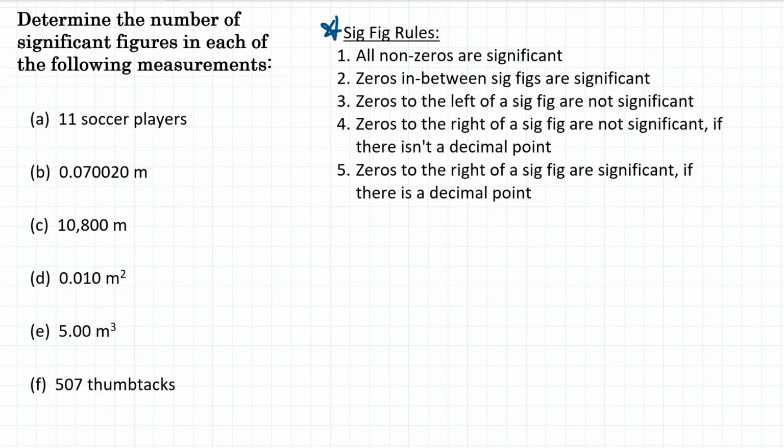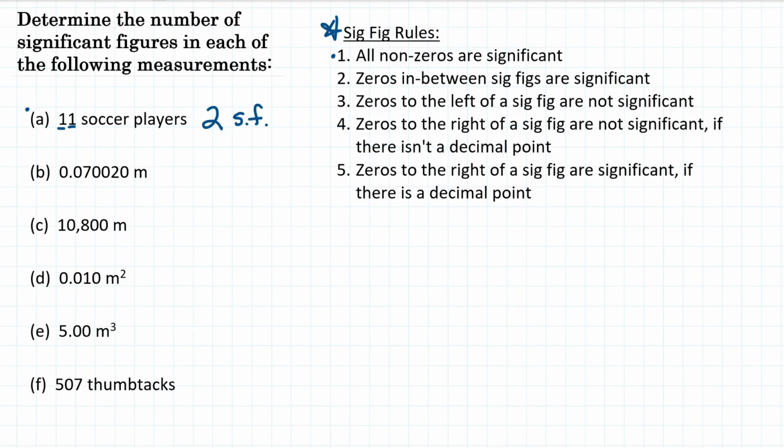So looking at A, we have 11 soccer players. So we have this one here and that one there. Are those significant? Well, looking at our sig fig rules, rule number 1 says all non-zeros are significant. So those both being 1, which are both not 0, that means they are significant. So for A, we have 2 significant figures.